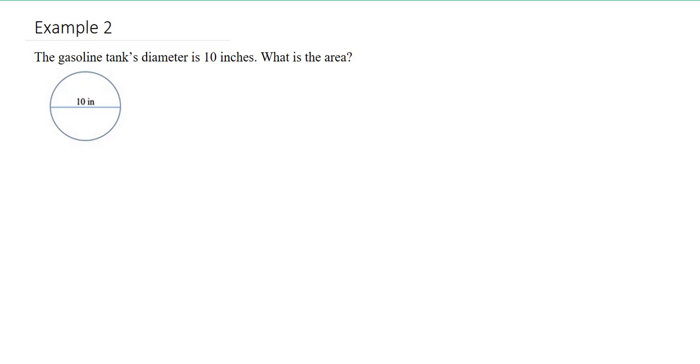Example 2. The gasoline tank's diameter is 10 inches. What is the area? So once again, we have the full diameter there. We need to cut it in half to get the radius. So, area is pi r squared. We can keep it as pi. And then we have 10, but we divide it by 2, so 5 is the radius. So 5 squared.